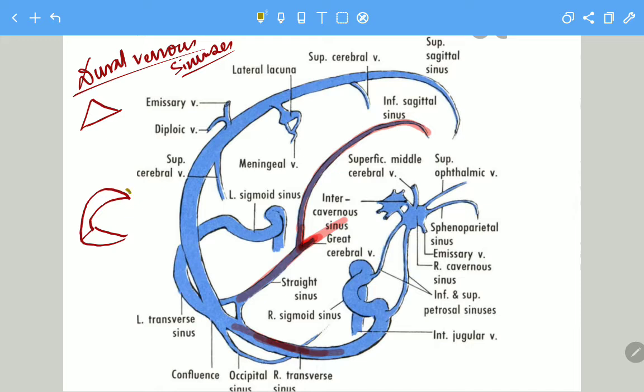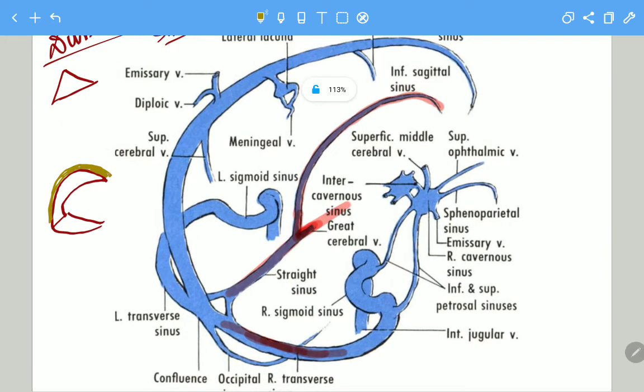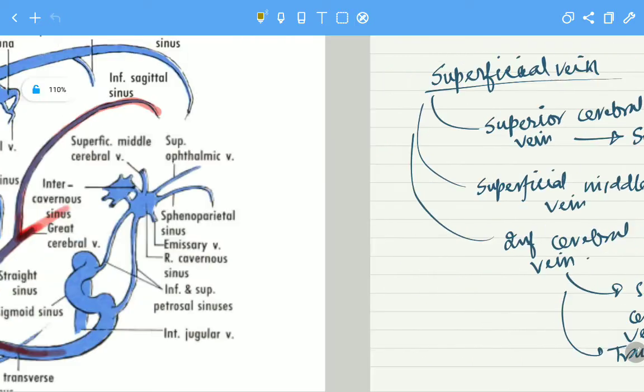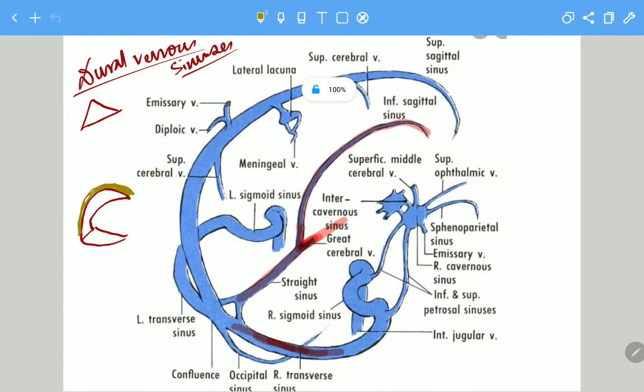So if we look at this, this is the superior sagittal sinus. It's a line where the falx cerebri is attached to the interior of the cranium. That's the superior sagittal sinus. And then you have got the free margin of the falx cerebri, where is the inferior sagittal sinus. So in this picture you can see this is the superior sagittal sinus and this is the inferior sagittal sinus.